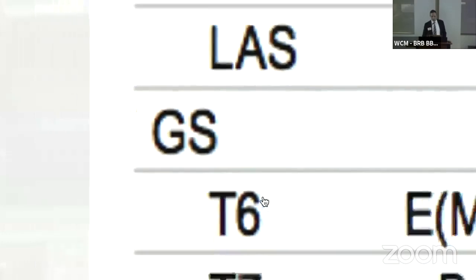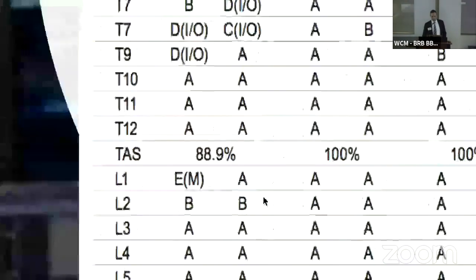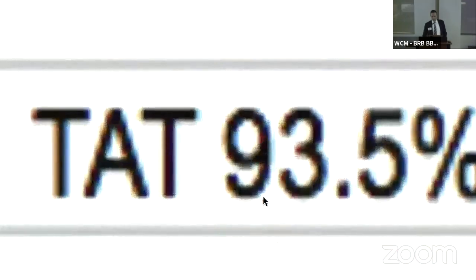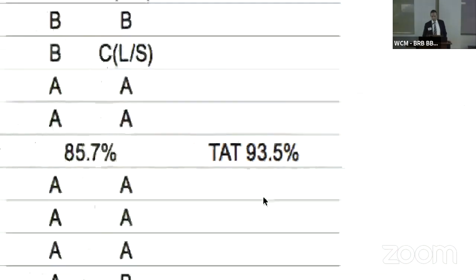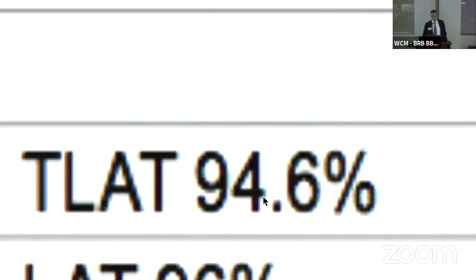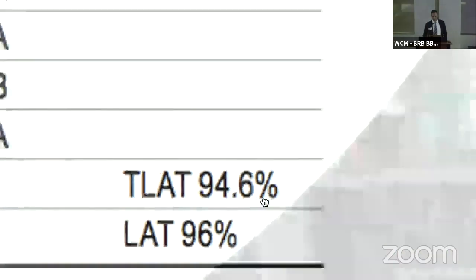Looking at the Gertzbein-Robbins system, again, thoracic ranged from 90 to 100 for an average of 93.5. And then lumbar 90 to 100, and then the total average for thoracic and lumbar was 94.6.